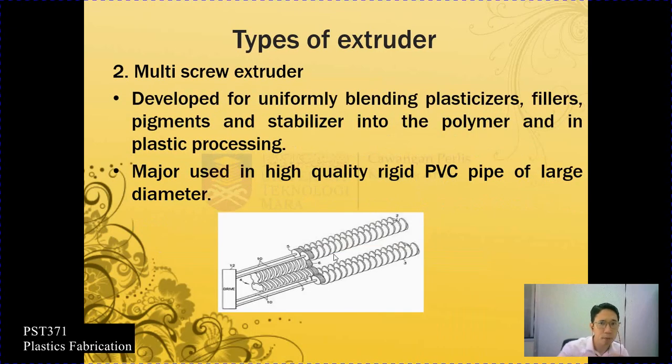Okay. And then, macam saya cakap tadi, we also have a multi-screw extruder developed for uniformly blending plasticizer, filler pigment, stabilizer into polymer and in plastic processing. Major use in high-quality rigid PVC pipe and large diameter. Okay, some of the industry they use because they use a huge amount of plasticizer and filler pigment. Or some industry they produce master batch itself. So mixing of the raw material with the master batch is the best use of the multi-screw extruder.